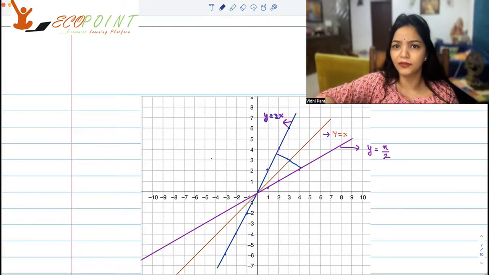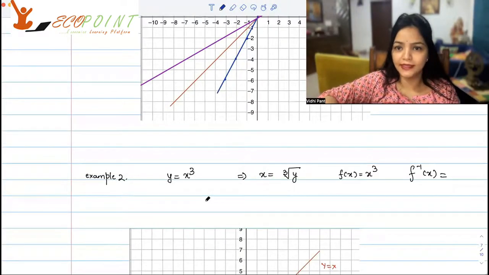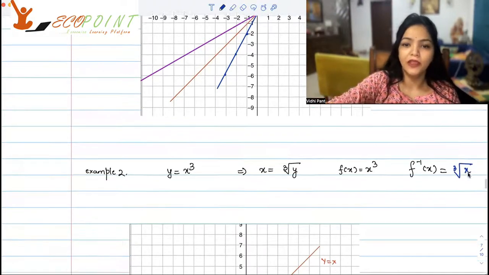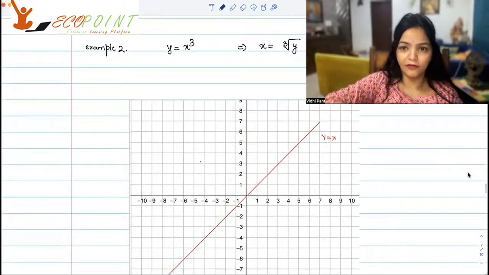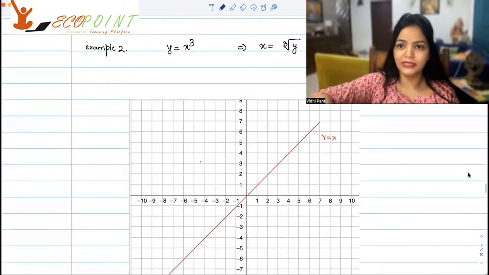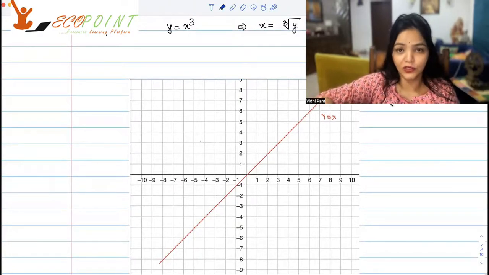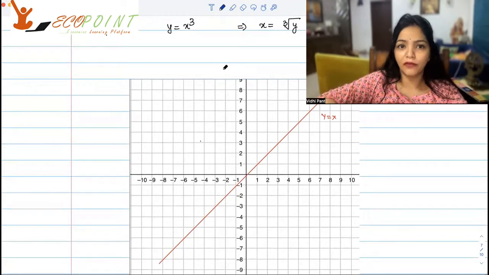Let's take another example. Let's take a non-linear example this time. Let me take the function x cube. If y is equal to x cube, x is clearly the cube root of y, which means f(x) is equal to x cube is one function, and f inverse(x) is the cube root of x. The functional form is cube root basically. So let's again have y equals x as our basic line, and across this line, let's see if we are getting reflection or not. Let's create the graphs of x cube and cube root of x.